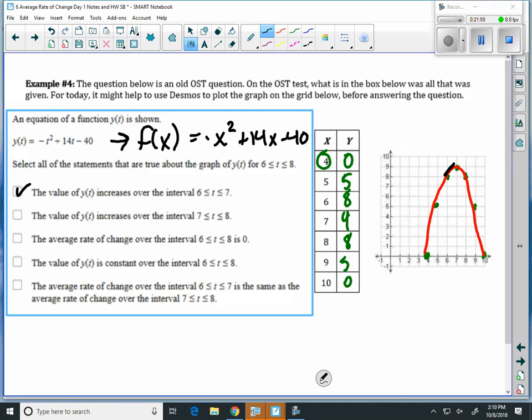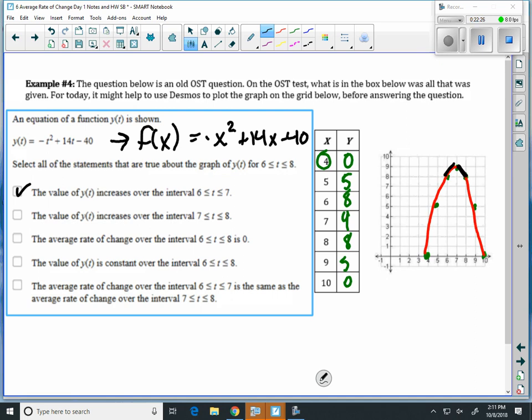So look, from 7 to 8, it's going down. That means that it's what? Decreasing. So that one's not true. We're not going to check the second one. The third one says the average rate of change. What's another word for average rate of change? The slope, right? The slope from 6 to 8 is 0. Can we tell that based on looking at the graph? What do you think?